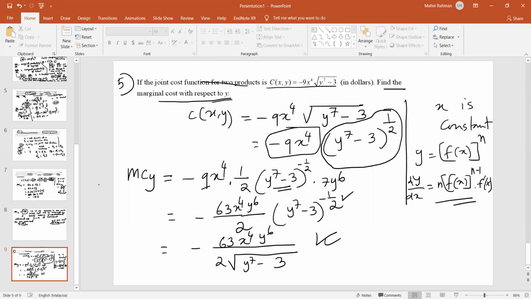Now if there is no question... yes? What if I leave the answer without simplifying? I just leave it as the final answer. Yeah, no problem, you can get the marks. I only want to see whether you follow the rule or not.